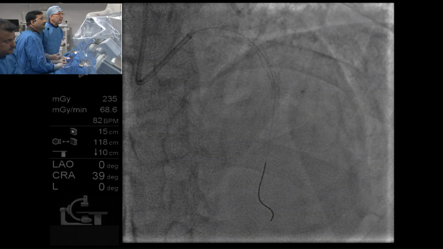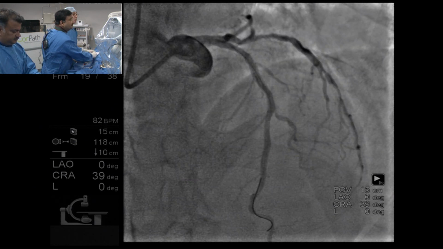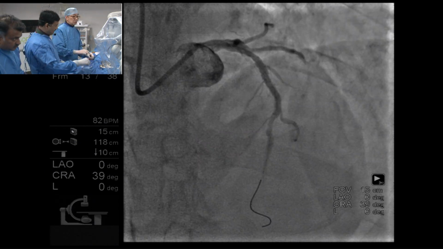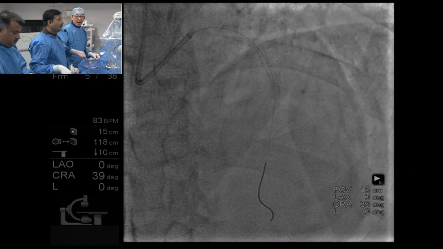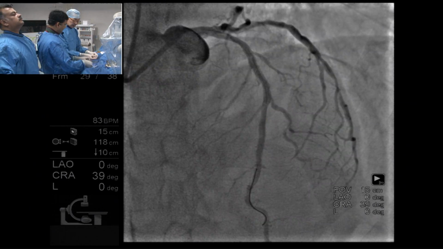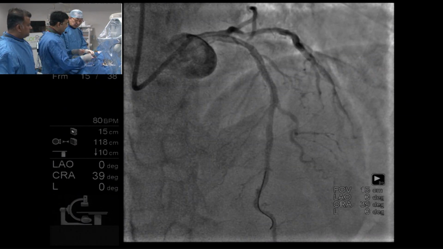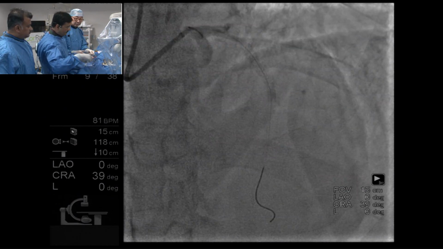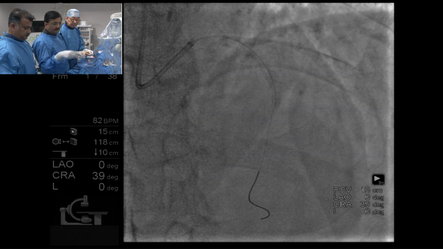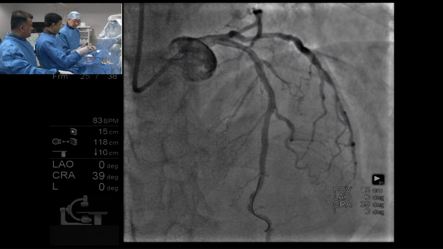Previously there are some data on virtual histology, but there are no data showing that virtual histology improved the prognosis compared with grayscale IVUS. Let me IVUS it again and let's see. The guide needs to be adjusted, okay.